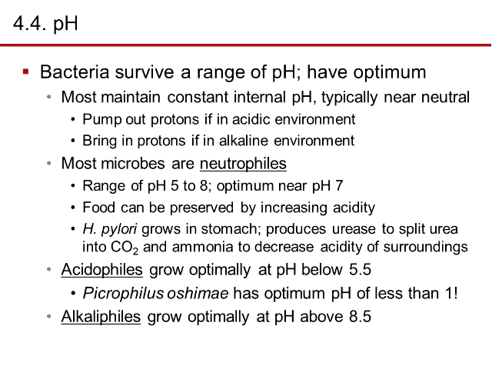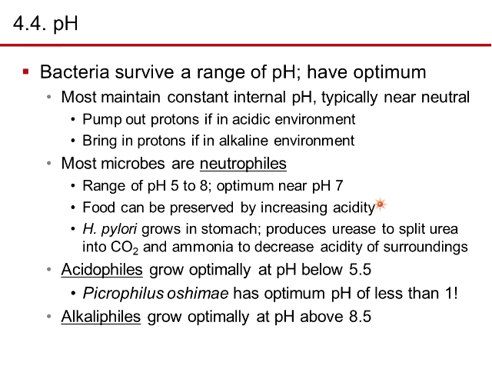Now, as far as pH, bacteria survive a range of pH which is offered to them. Most maintain a constant internal pH, typically neutral, and they pump out protons if it's an acidic environment, and they bring in protons if it's an alkaline environment. Most microbes are neutrophiles, which means they live at a pH range of 5 to 8, often near 7, which is neutral, and food can be preserved by increasing the acidity.